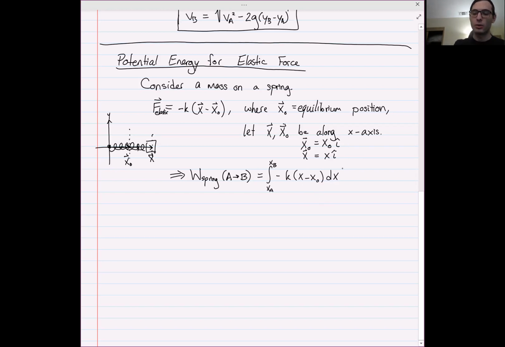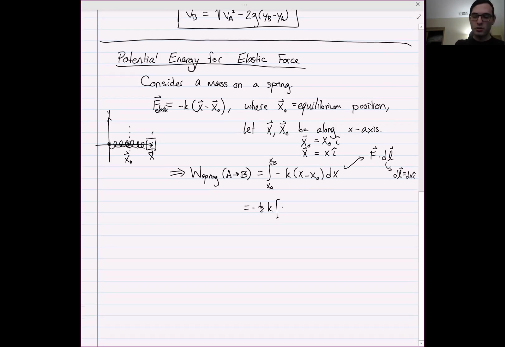Remember that this is really equal to F dot dl, and here dl is dx i hat. So you can take the dot product of F with that, and this is what you end up with. Now we can just do this integral. We would get negative 1/2 k times xB minus x naught squared minus xA minus x naught squared.